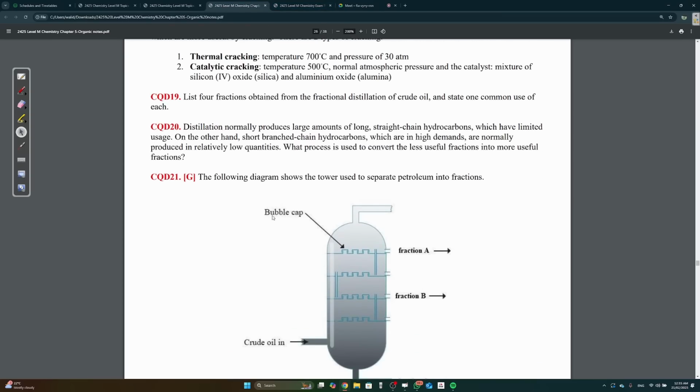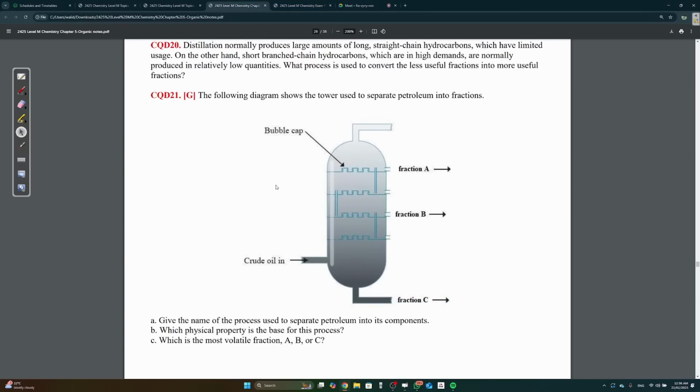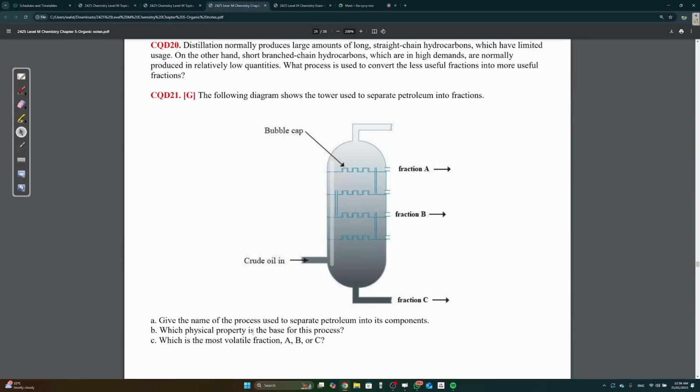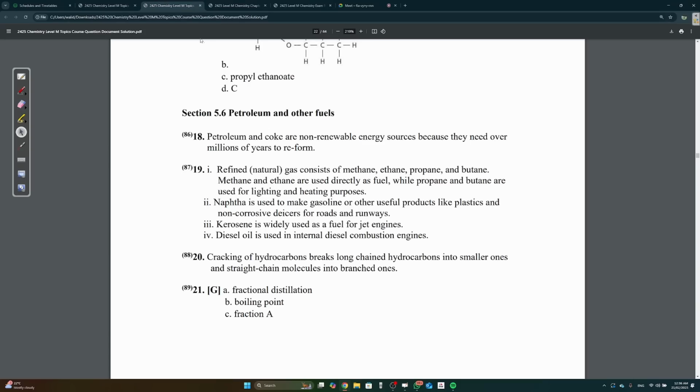Question 21. The following diagram shows the tower used to separate petroleum. Give the name of the process used to separate petroleum. Fractional distillation. Which physical property is the base for this process? According to what do we separate petroleum in fractional distillation? Obviously the boiling point. Which is the most volatile, A, B, or C? Like I told you, as you go down, volatility decreases. So if you want the most volatile one, it's all the way at the top. So A, of course, will be the most volatile.